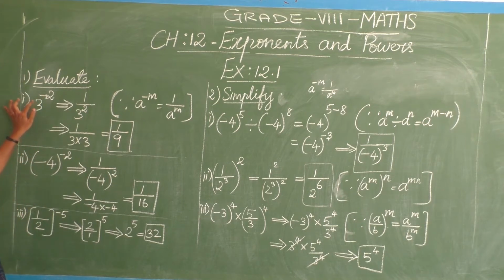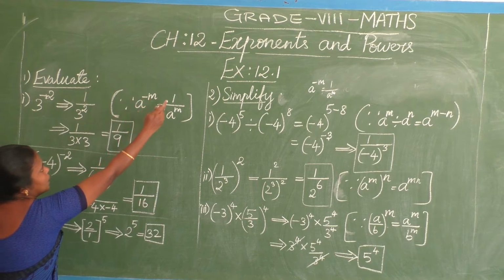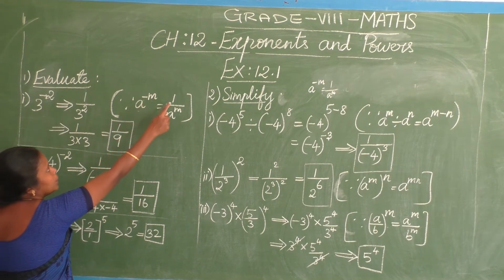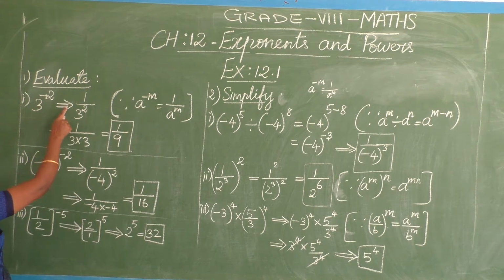Clear, children? 3^(-2). Here the exponent sign is negative. Okay, we have to evaluate, that means we have to simplify 3^(-2). What is the formula? Just now I told you, this minus power, how do you change into plus power? That means negative exponent, how do you change into positive exponent? What is the formula? a^(-m) is equal to 1 by a^m. So using this law, I am going to solve this. 3^(-2) can be written as 1 by 3^2 as per this law.